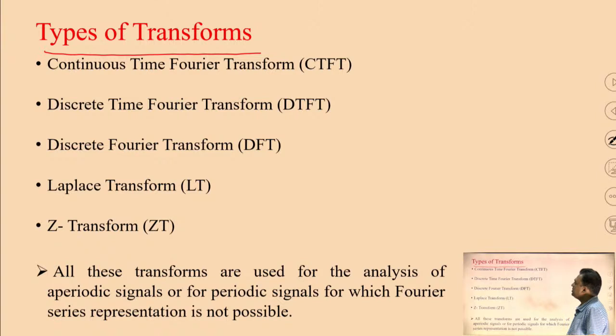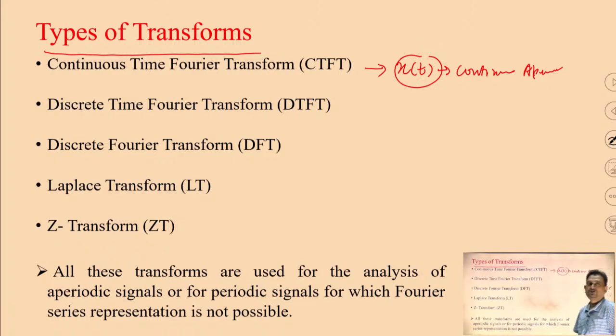If you see CTFT, it is basically the continuous time Fourier transform. In case of CTFT, your x(t) is a signal which is continuous, so your signal must be continuous and, in this case, aperiodic. Generally, for aperiodic signals we do the Fourier transform, as I have already told. So for a continuous time signal which is aperiodic, we generally use the continuous time Fourier transform.